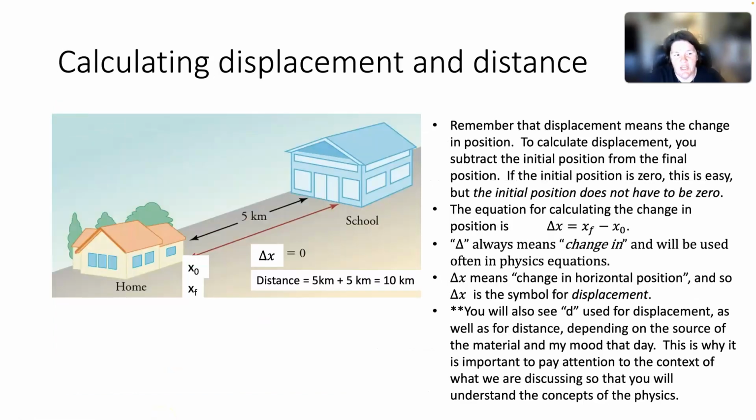So displacement is the change in position. So to calculate displacement, you subtract the initial position from the final position. If the initial position is 0, then that's going to be easy, but the initial position does not have to be 0. So the equation for calculating the change in position, or for calculating the displacement, is here. This is delta. This triangle means change in. It's the Greek letter delta. So the change in position, this means displacement, delta x, is equal to the final position minus the initial position, and that's your first equation.